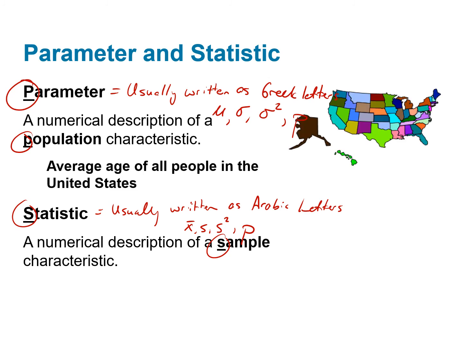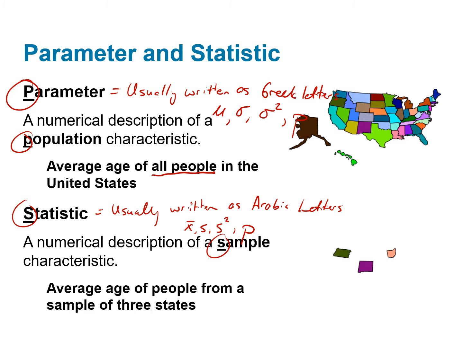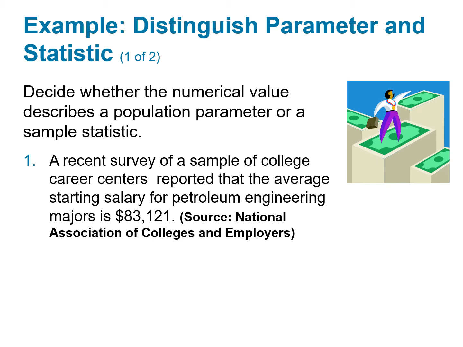So an example of a parameter would be the average age of all the people in the United States. Notice that word all is in there again, cluing you in that this is population data. Whereas a statistic might be the average age from a sample of 3 states. We know there are more than 3 states in the United States. So if we're only looking at a sample of 3 states and getting their average age, that's going to be a statistic because it's coming from a sample data set. The majority of our data that we're going to talk about in this course will be sample data.